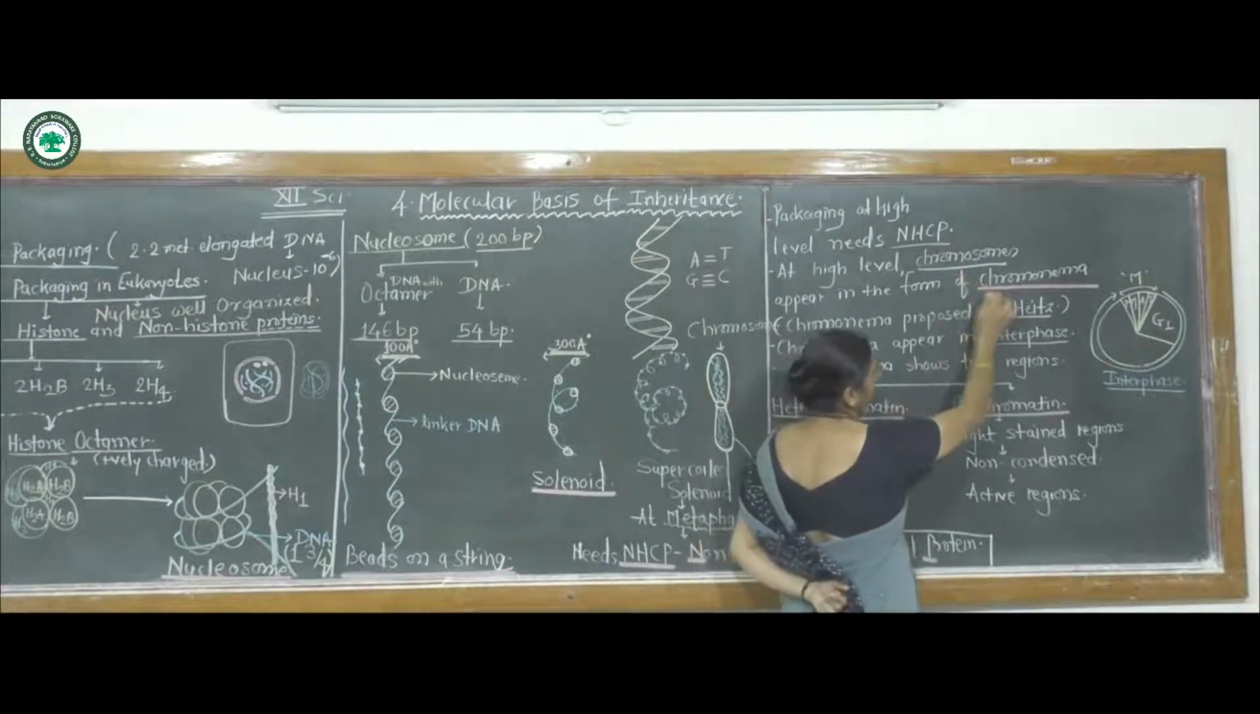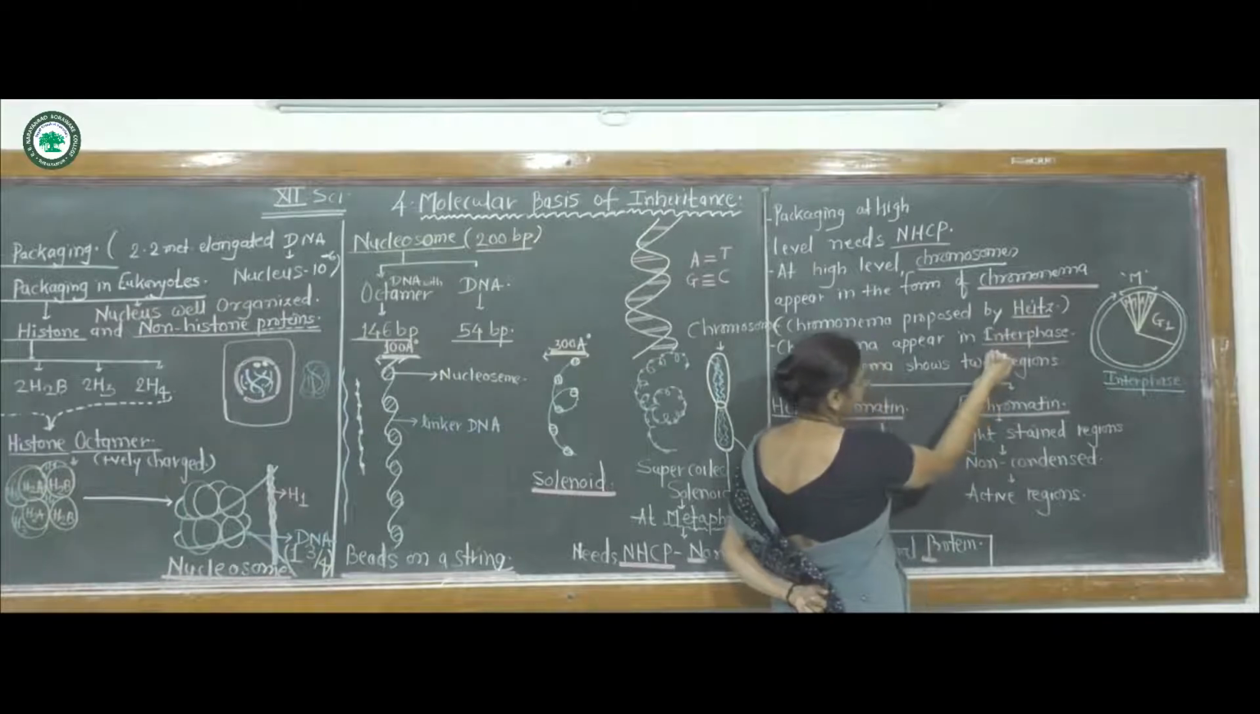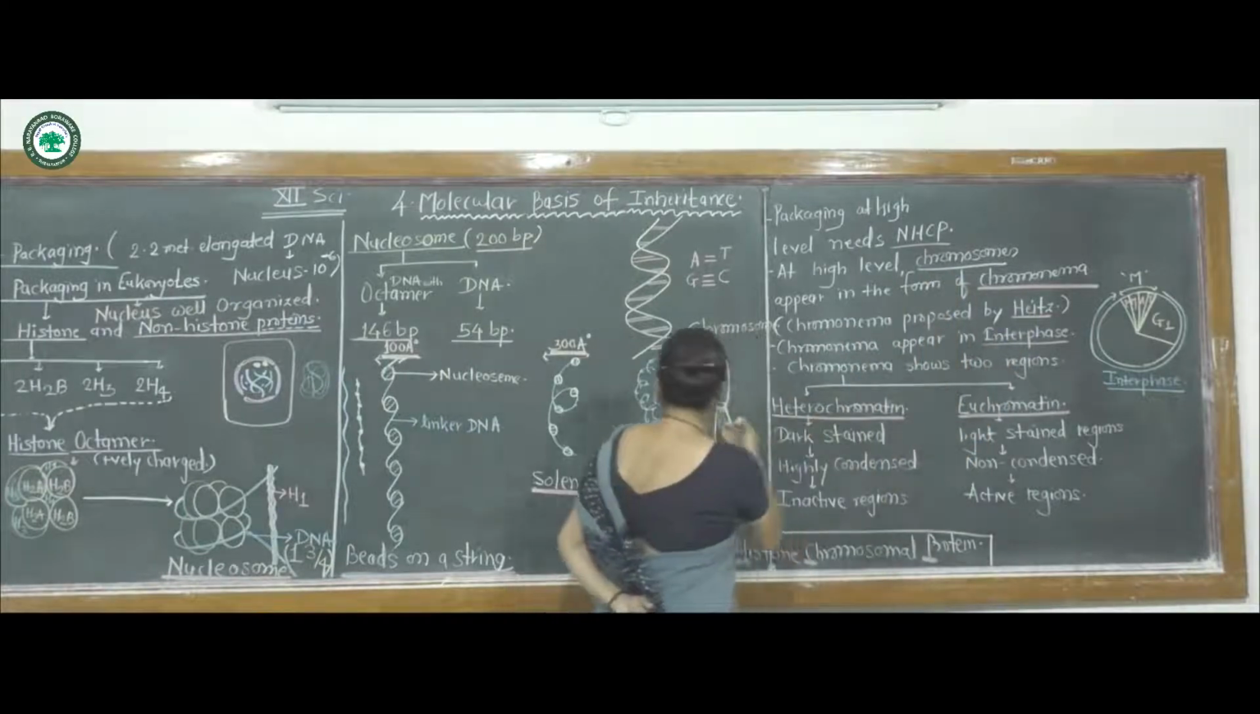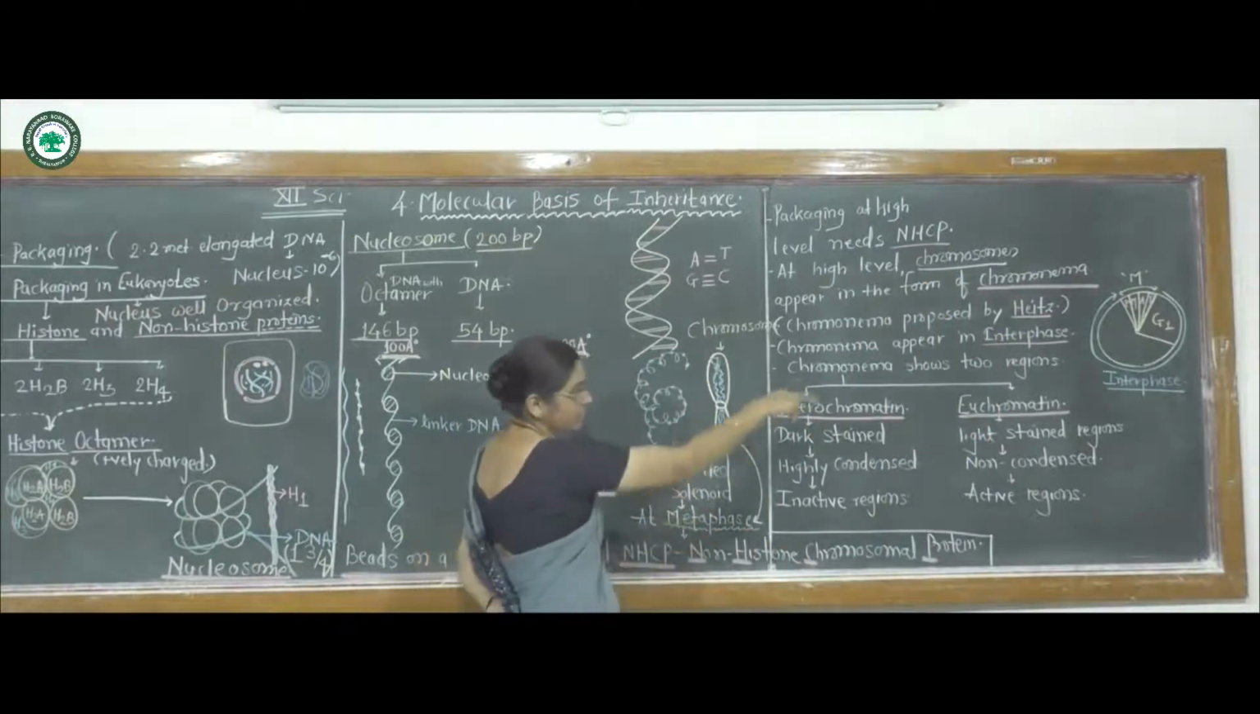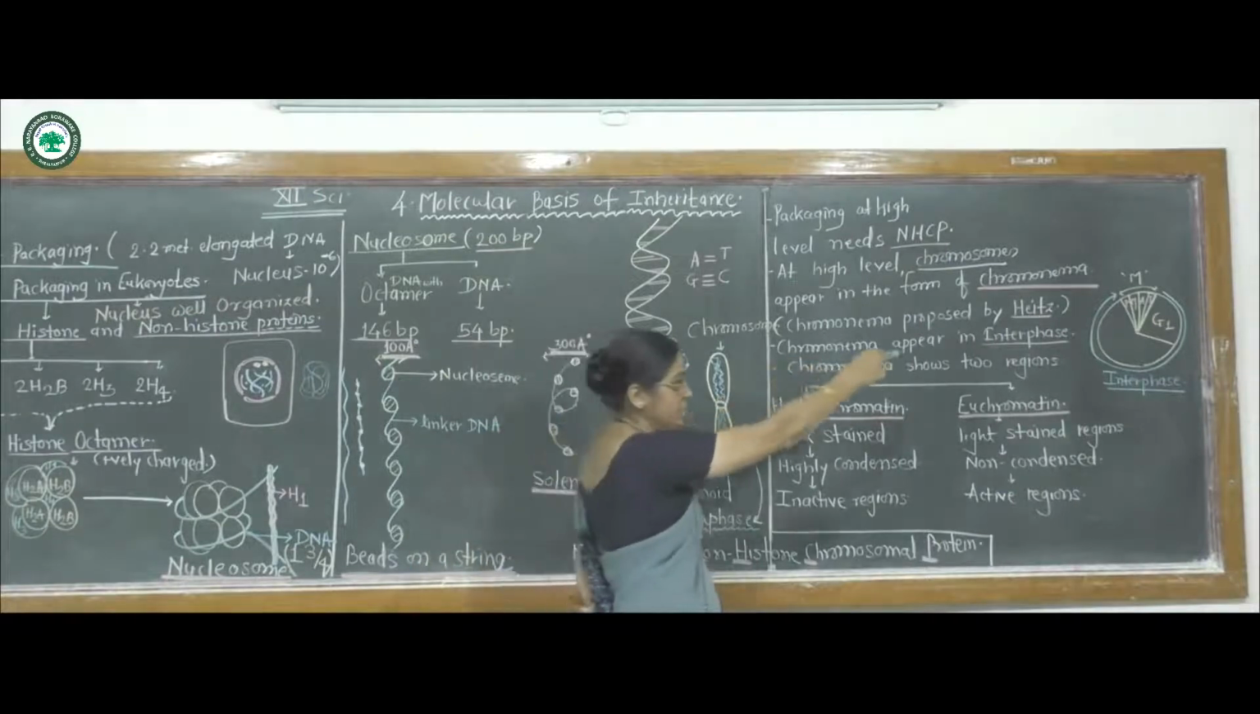What is the meaning of chromonema? The chromonema appear in which phase? The chromosome appear in which phase? And so here I will repeat in short, that is about the cell cycle.